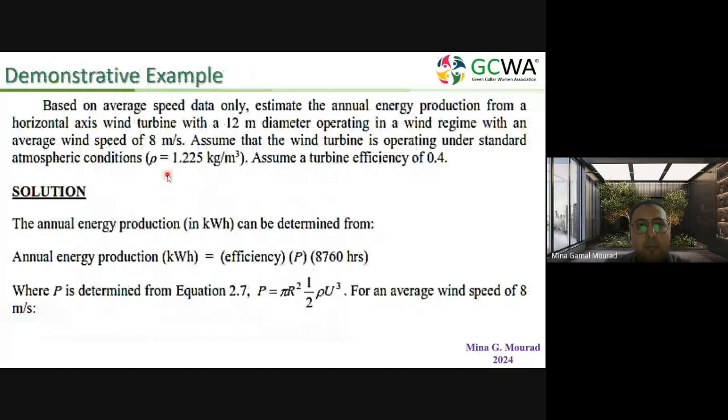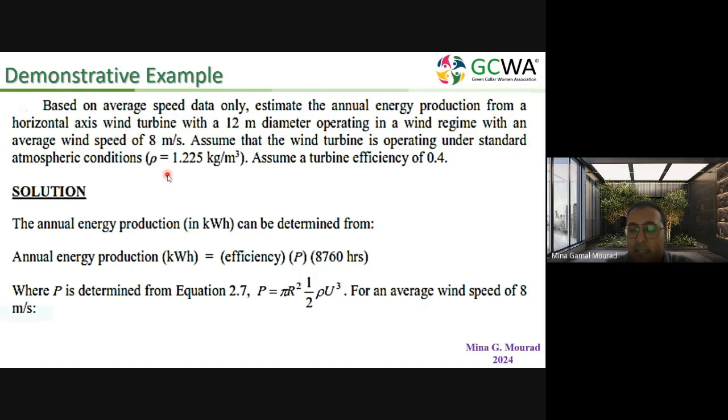That is just a demonstrative example. This example is about a wind turbine with a 12-meter diameter in a wind regime with an average wind speed of 8 meters per second. I am speaking about average wind speed, which means it is not the instantaneous velocity, but the average wind speed measured annually. By assumption, rho, the density of air, is about 1.225, and the turbine efficiency is about 0.4. The required result is the annual energy production in kilowatt hours.